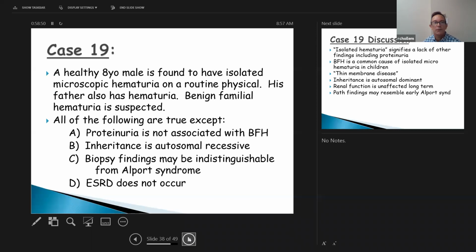All right, a healthy 8-year-old is found to have isolated microscopic hematuria on a routine physical. His father also has hematuria. Benign familial hematuria is suspected. All of the following are true except, which one is false? Proteinuria is not associated with benign familial hematuria. Inheritance is autosomal recessive. Biopsy findings may be indistinguishable from Alport syndrome, and end-stage renal disease does not occur. Which one is false?